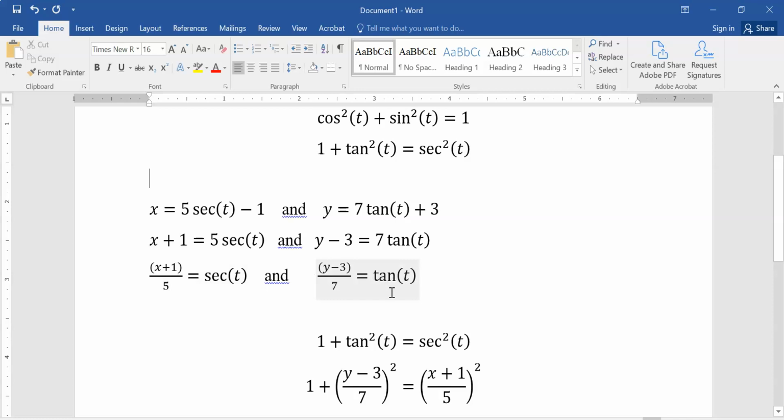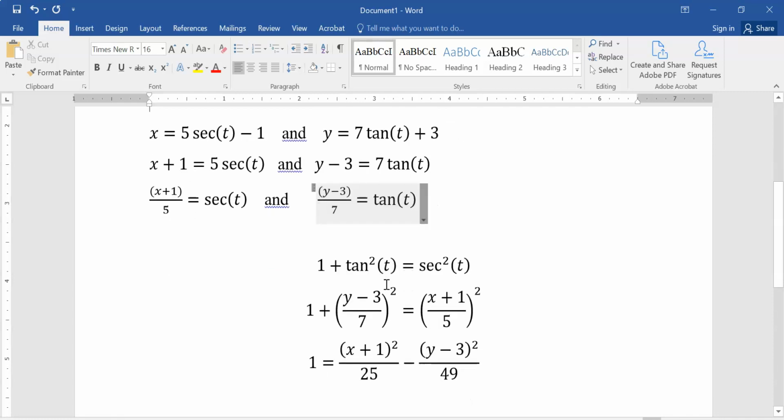You do almost the exact same thing for y. y equals 7 tangent t plus 3. Subtract 3 from both sides. So y minus 3 equals 7 tangent t. And then divide by 7. (y minus 3) over 7 is equal to tangent t.